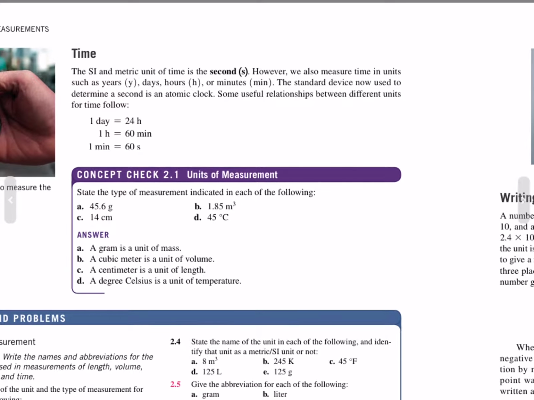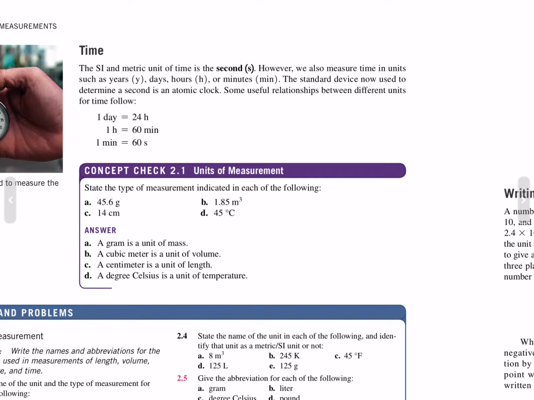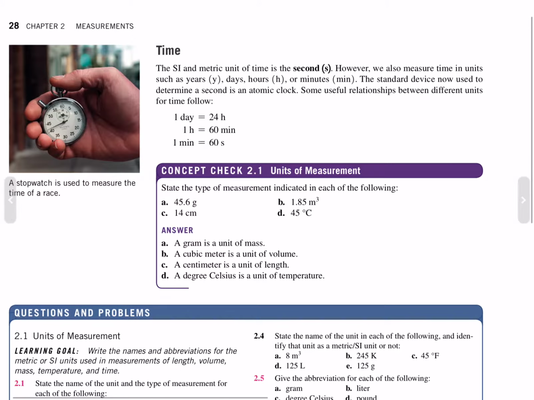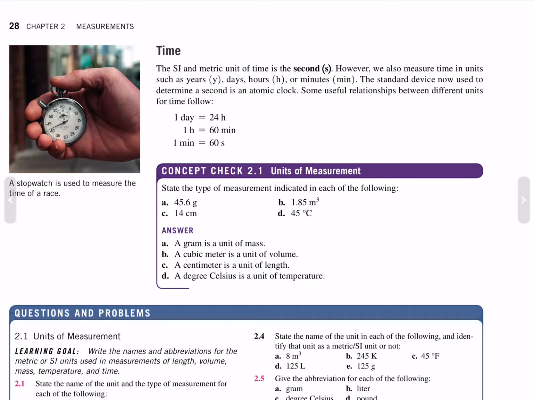Time. The SI unit of time is the second. However, we also measure time in units such as years, days, hours, and minutes. The standard device now used to determine a second is an atomic clock. Some useful relationships between different units for time follow.